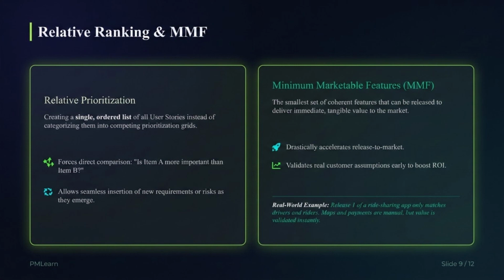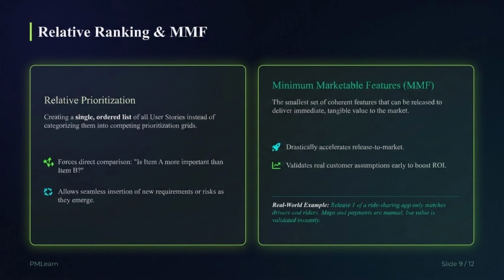Instead of overcomplicating things with multiple categorization grids, Scrum recommends relative prioritization ranking. This means keeping one simple single list where every story has a unique rank. If a new requirement or risk pops up, you don't make a new category. You simply insert it in the list relative to the other stories. If it goes to the top, something at the bottom gets pushed out. It's that simple.